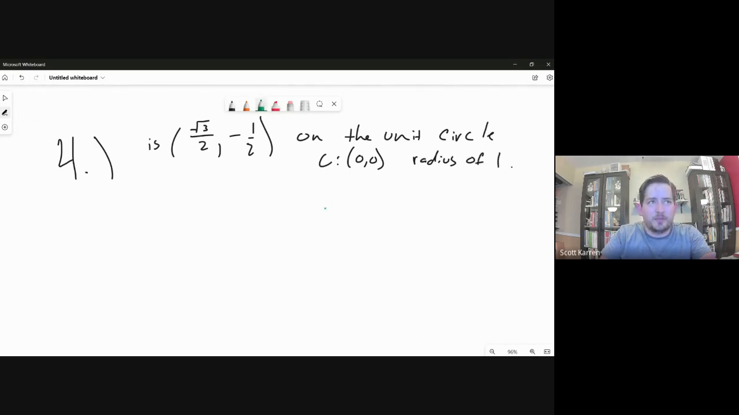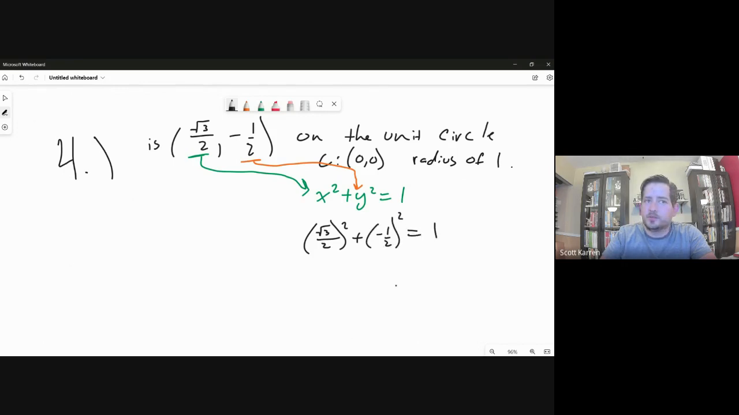So that is to say mathematically that it would satisfy the equation of that unit circle, which is x squared plus y squared equals the radius squared, which is 1 squared. So that's just 1. So if I plug in my x value into that equation, and then I plug the y value into y of that equation, and it is true, then yes, it is indeed on the unit circle. So I'll replace that. Instead of x, I have the square root of 3 over 2, and that whole thing is squared, plus y, which is negative 1/2, but that whole thing gets squared, should be equal to 1.